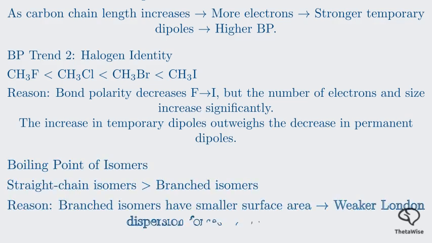Finally, let's consider the boiling points of isomers. Branched isomers have a smaller surface area compared to their straight-chain counterparts. This means there is less area for the temporary dipoles to interact. Therefore, branched isomers cannot pack together as closely as straight-chain isomers, resulting in weaker London dispersion forces and lower boiling points. Boiling points decrease as branching increases.